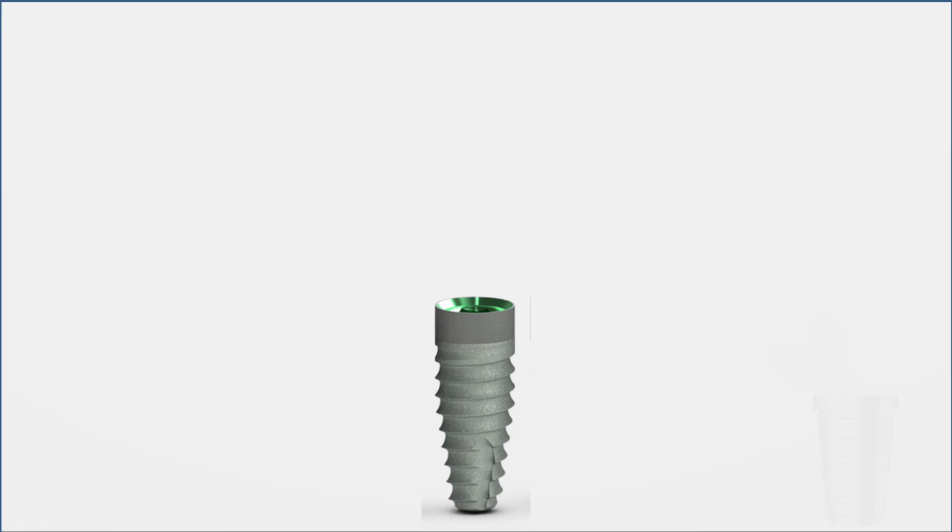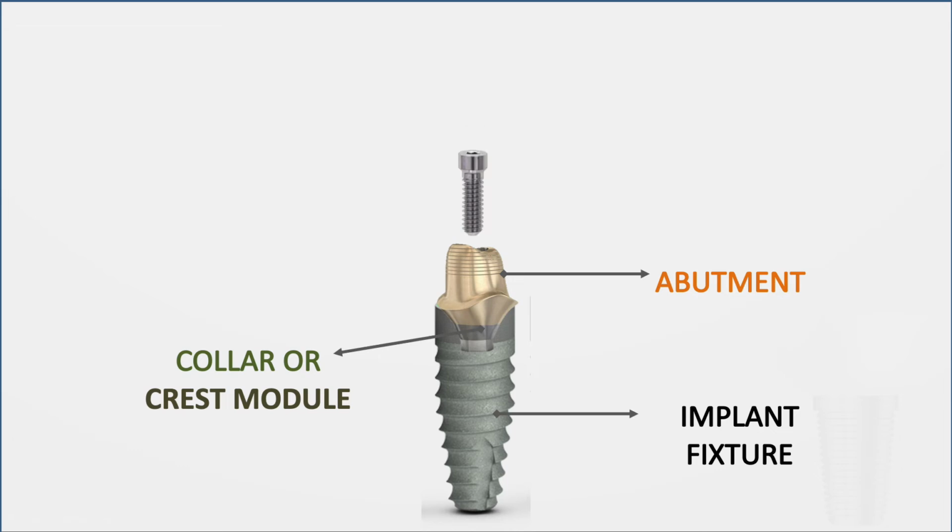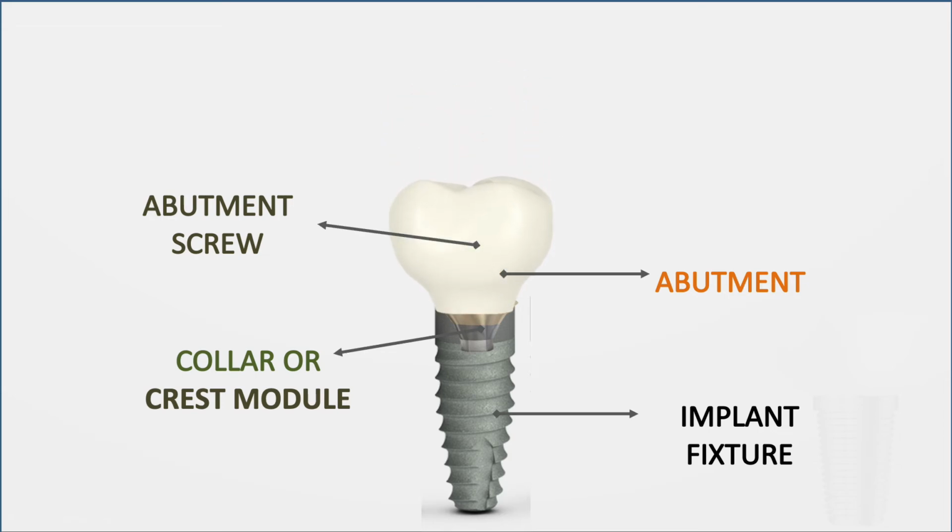Look at the figure. We have the implant fixture, which is placed beneath the mucosa or within the bone. The coronal part of the implant fixture, which is smooth, is called the collar or crest module. And then we have an abutment which is secured with the help of a screw, and then we have a prosthesis or a crown which can be screw retained or cement retained.